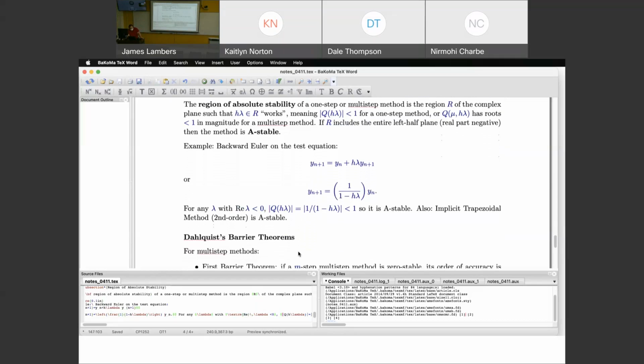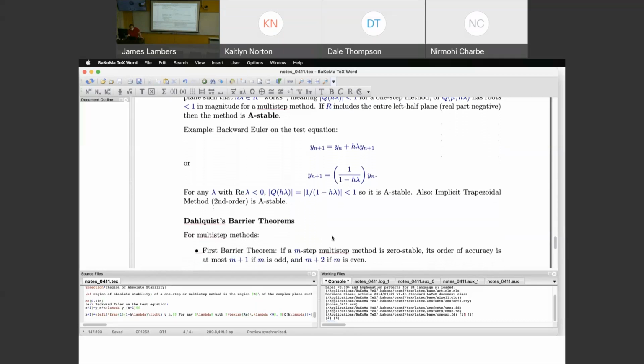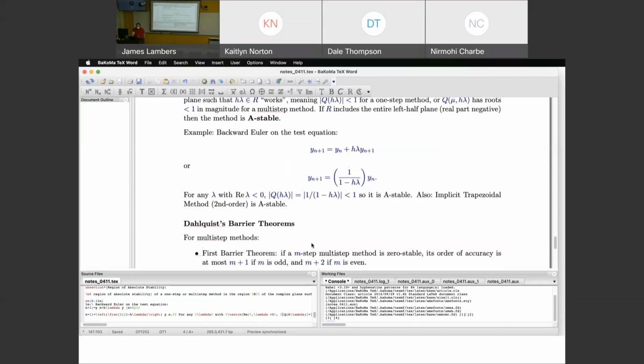In fact, we have these theorems from Dahlquist that impose constraints on multi-step methods. He has two barrier theorems. The first barrier theorem is that anytime you have a zero-stable multi-step method, there's a ceiling on its order of accuracy. So if it's an m-step method, this is the maximum order of accuracy that it can have and still be zero-stable.